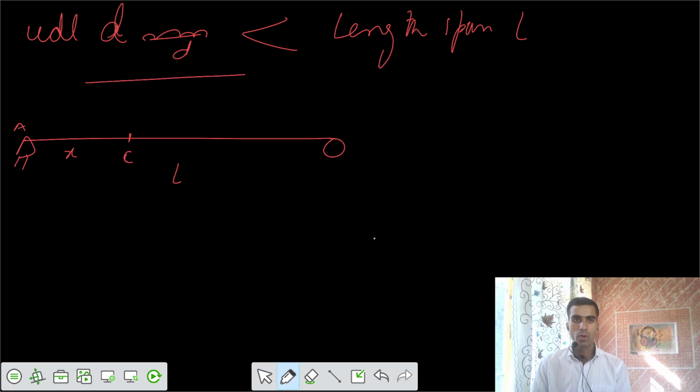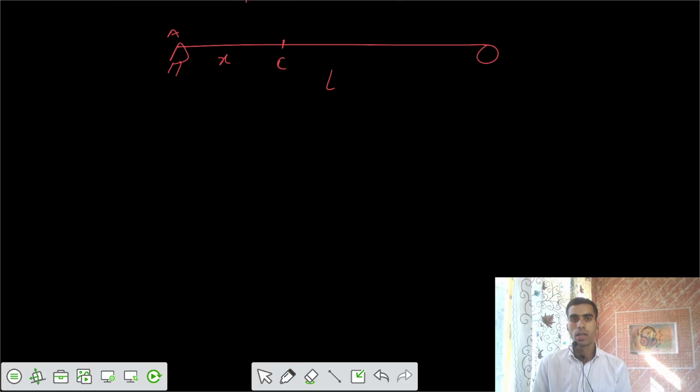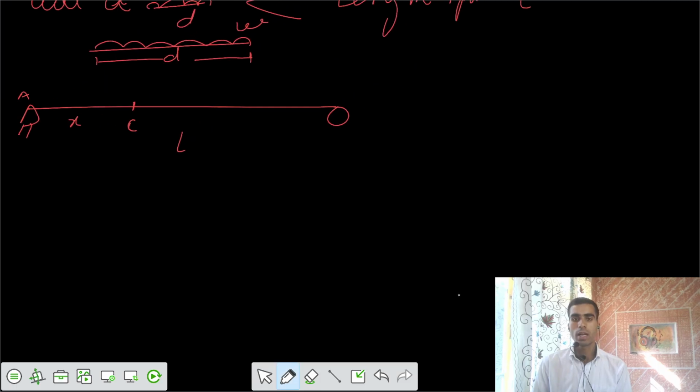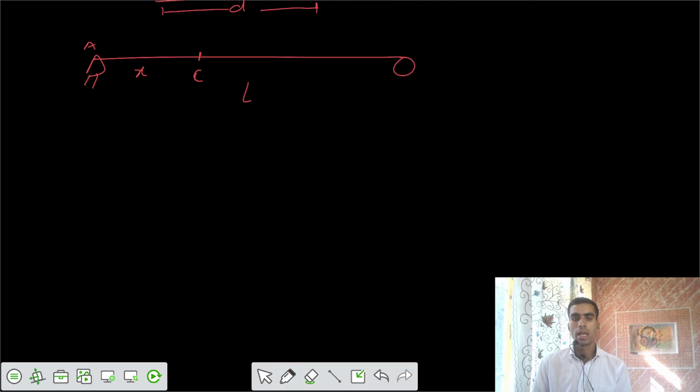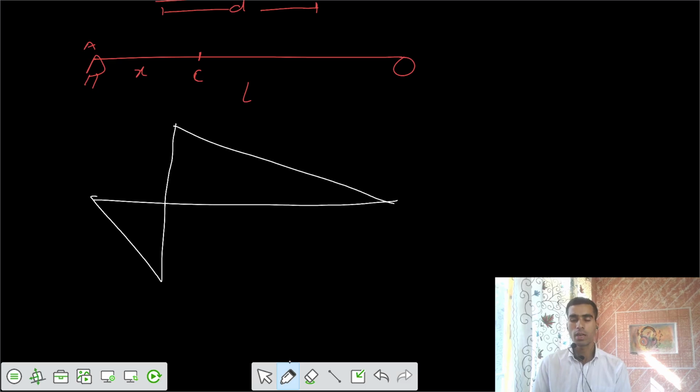Then we have some UDL of intensity W, and its length is only D, such that D is less than the length L. For this case, we want to find the shear force and bending moment at that section. Let's draw the shear force diagram. I would say it would be in this fashion. This is the ILD for shear force at C.